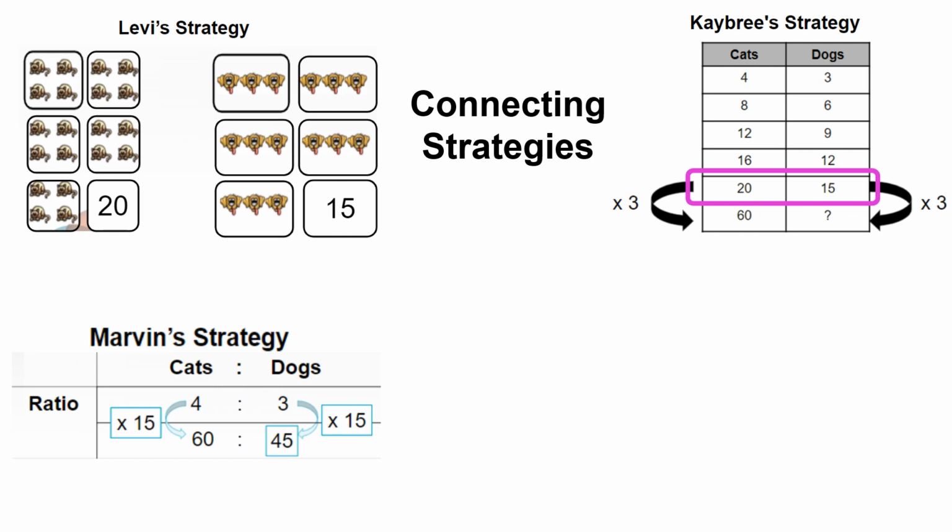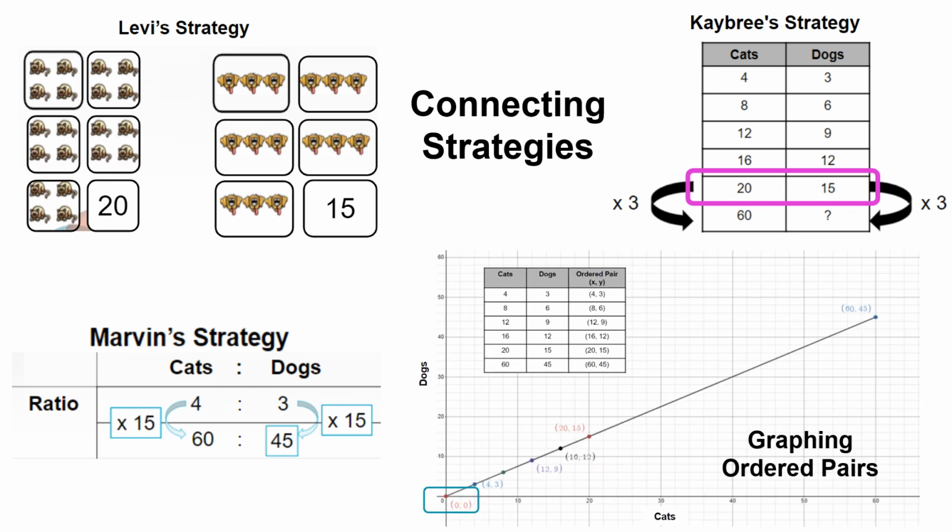Then at the end, we thought about how we could use ordered pairs to create a graph that would also represent that proportional relationship of cats to dogs. Even though each mathematician's strategy was different, each got the same result in the end. If you used a different strategy, that's okay too. I hope you'll continue to think about how strategies are connected as you solve problems today and every day.